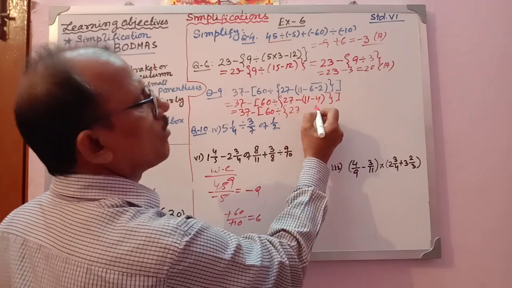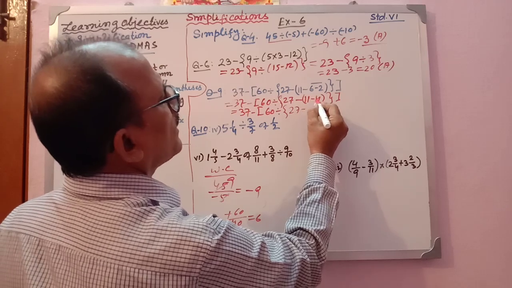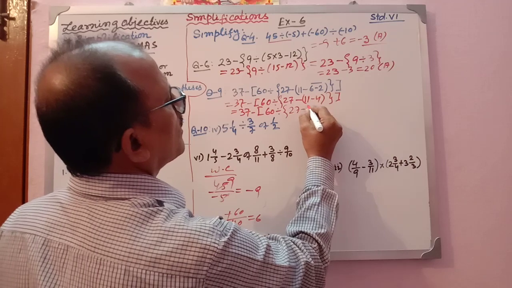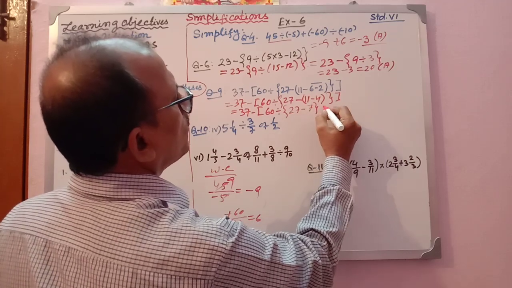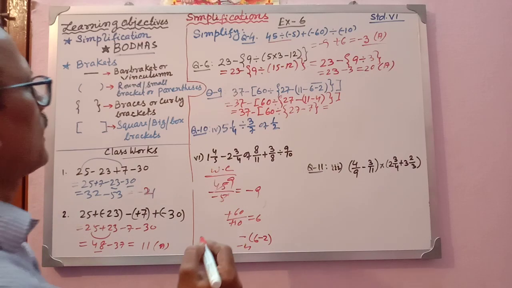It will become what? 7. Minus 7 because plus 12, plus 11 minus 4 is 7. Plus 7 inside and minus is outside. Plus minus minus 7. Okay. Now simple bracket vanish. What will you do? Simple bracket. That means your round bracket is vanished.